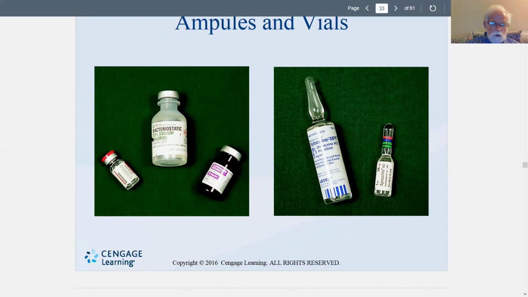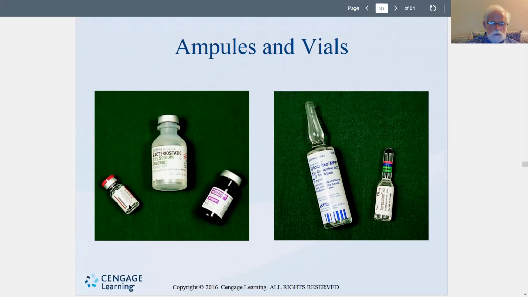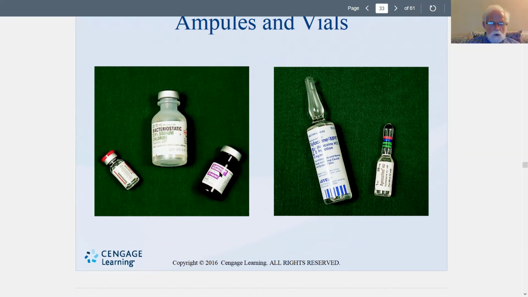Bacteriostatic 0.9% sodium chloride, or normal saline, means that it has a preservative in it so that we can puncture this multiple times. Smaller ones are generally single use, or they may contain a powder that we have to inject some diluent into. A diluent is anything that we use to dissolve something.